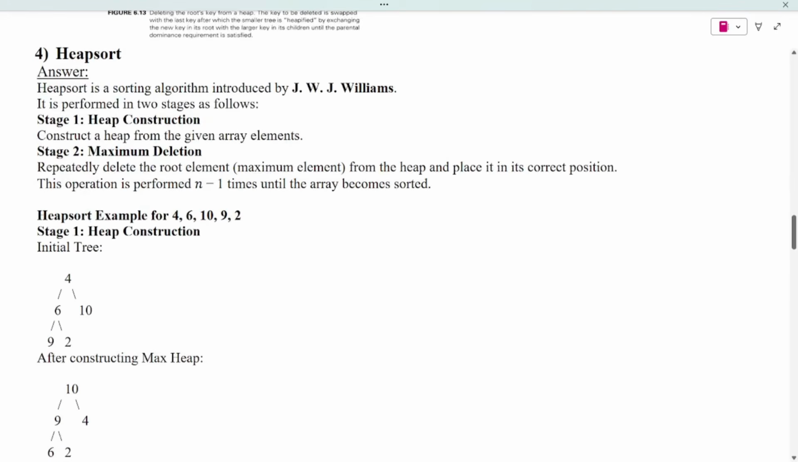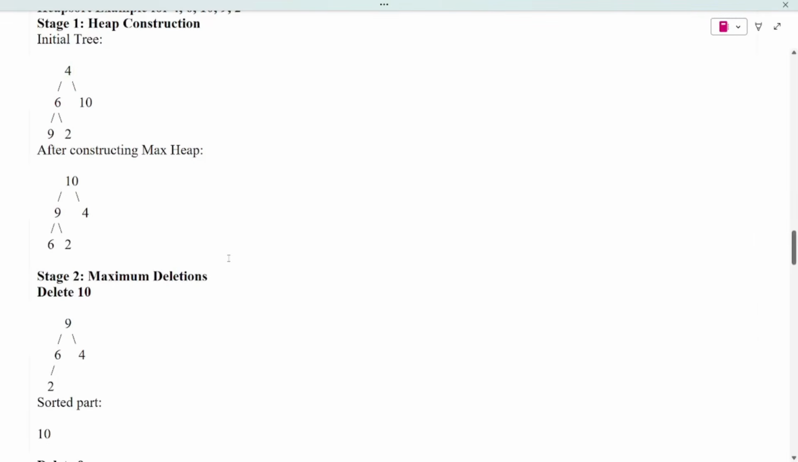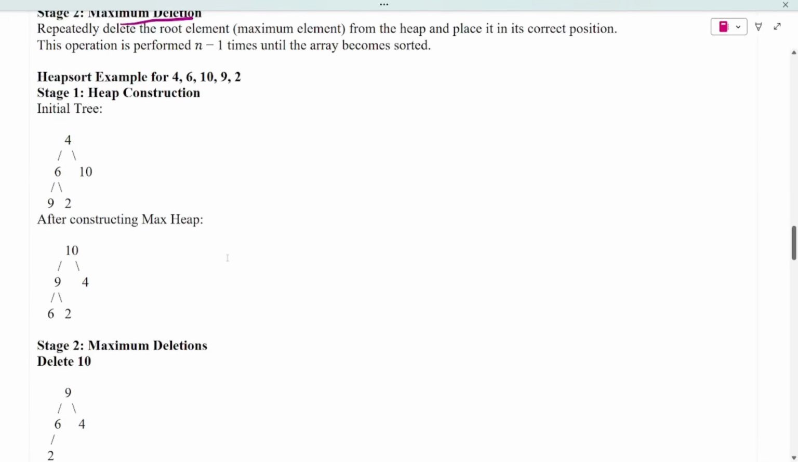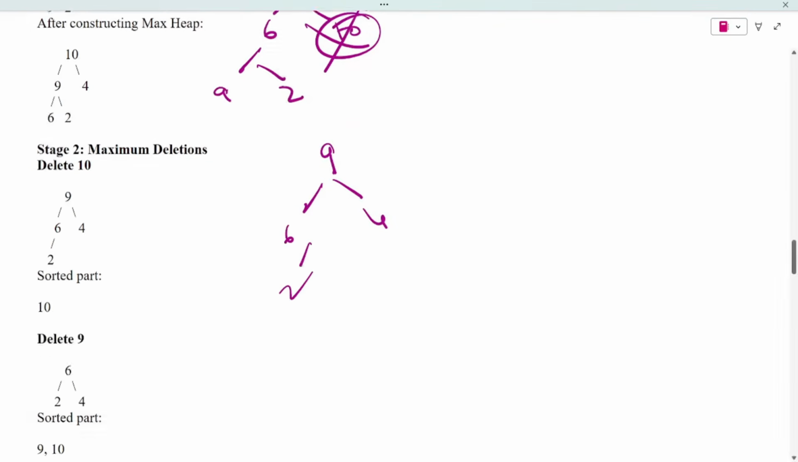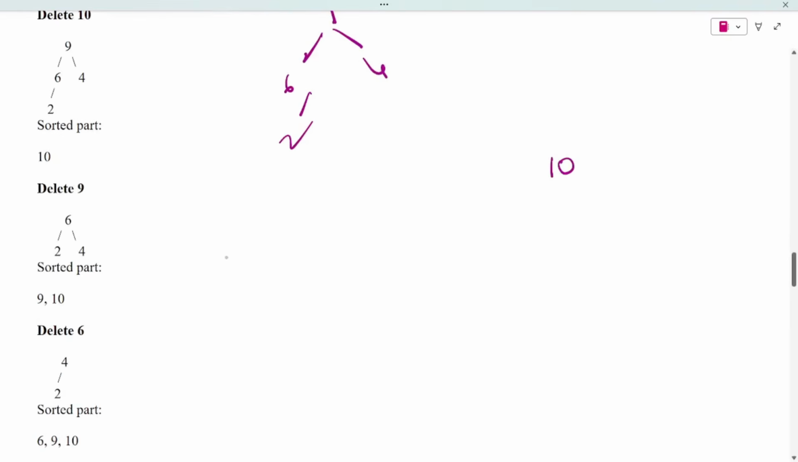Next there is heap sort also. First you will have a heap construction, then you will do maximum deletion, deleting as many elements as possible, until the array becomes sorted. First the initial tree is 4 6 10 9 and 2. First the maximum element you will be deleting is 10. Now what will remain, 9, then 6 is lesser, 4 you put somewhere. Now the sorted part is 10, which you will write here.